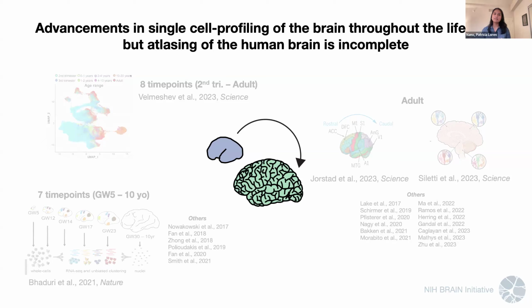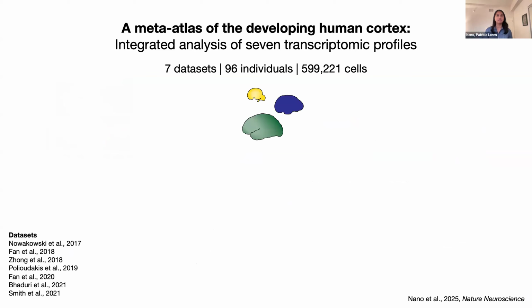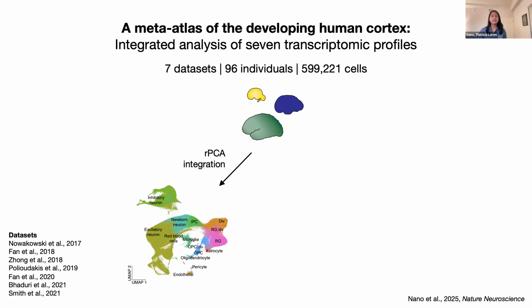And so what I asked is, can we develop a computational framework to take advantage of all of these different data sets that already exist? And towards that goal, we generated a meta-atlas, first of the developing human cortex. Now, this meta-atlas contains 7 of the recently published data sets that I just showed you. That's 96 individuals and almost 600,000 cells spanning peak stages of neurogenesis. Using conventional batch integration approaches, we see in this UMAP of the cells in our meta-atlas that our meta-atlas still contains the cell types that one would expect in a human cortex. We have our excitatory neurons and our radial glia progenitor cells.